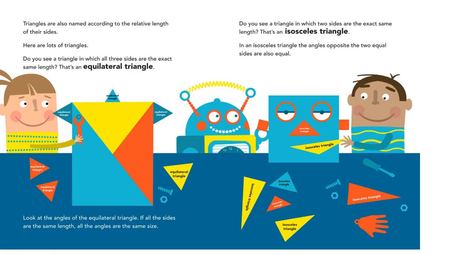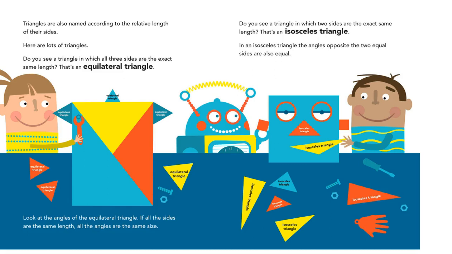Triangles are also named according to the relative length of their sides. Here are lots of triangles. Do you see a triangle in which all 3 sides are the exact same length? That's an equilateral triangle. Look at the angles of the equilateral triangle. If all the sides are the same length, all of the angles are the same size.